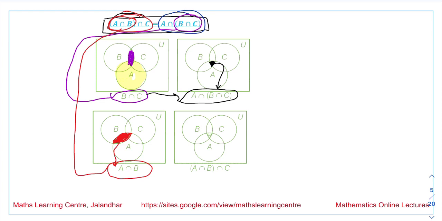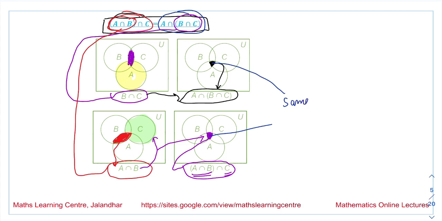Now we have to take its intersection with this set C. This is the set C we have. We are taking the intersection of these two regions, and the answer we obtain is this portion over here. After taking the intersection with C, we are remaining with this portion. It represents A intersection B intersection C, and clearly we can see both these regions are the same, or equal. This proves that both these values are equal to each other.